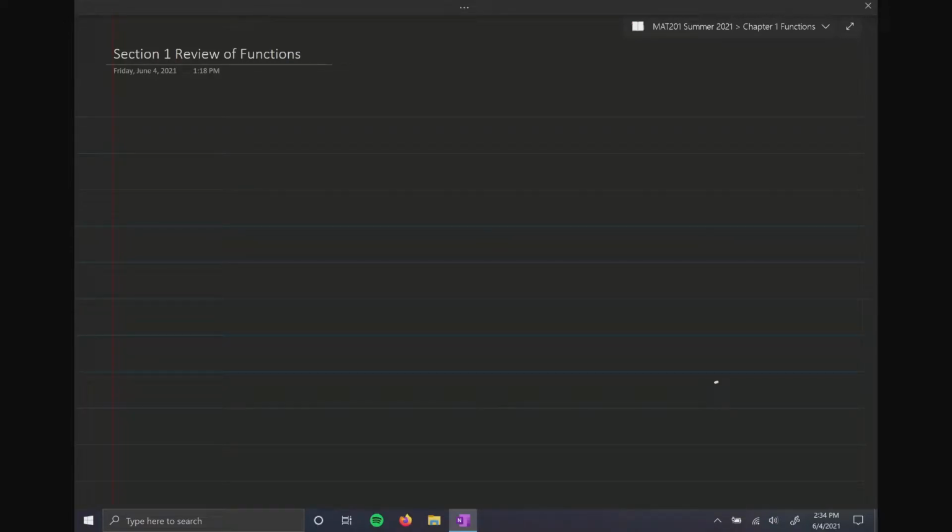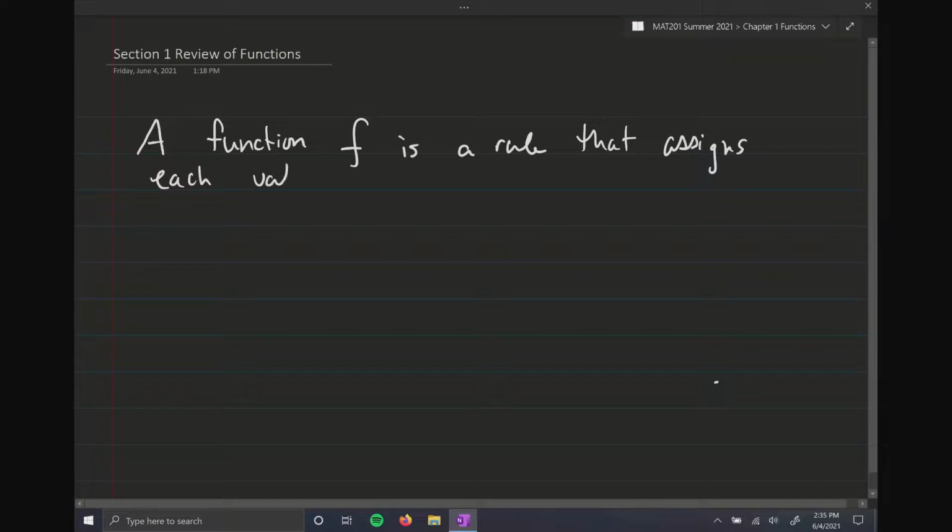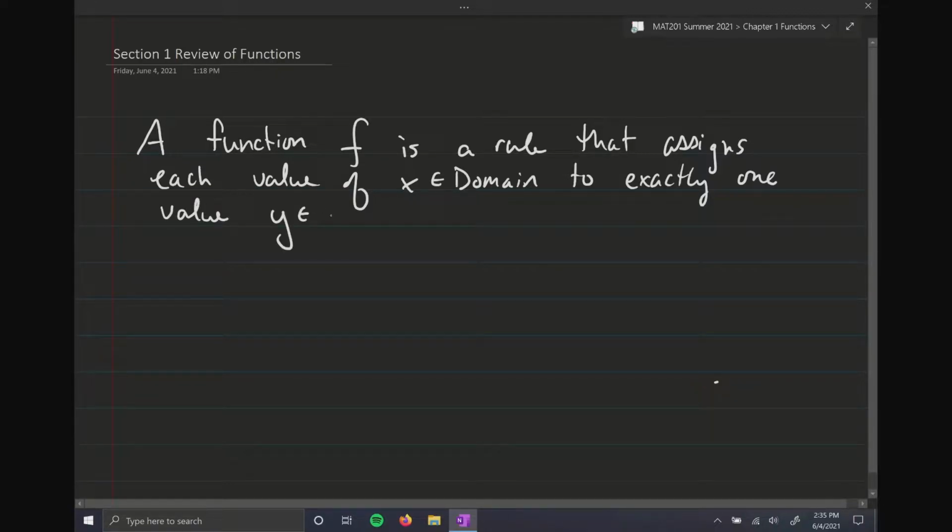All right, so here's our review of section 1.1, just a review of functions. So let's just remember a function. So I'm going to write out a little definition here. A function, what's called f, is a rule that assigns each value of x, which is an element in the domain, to exactly one value, called y, which is an element of the range.